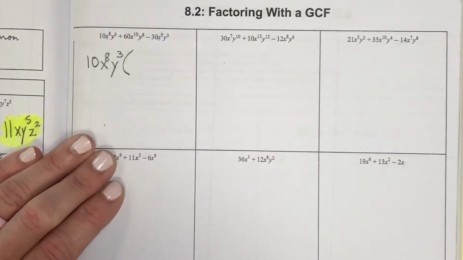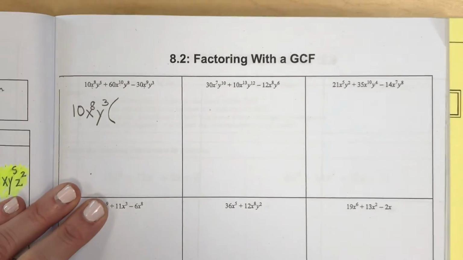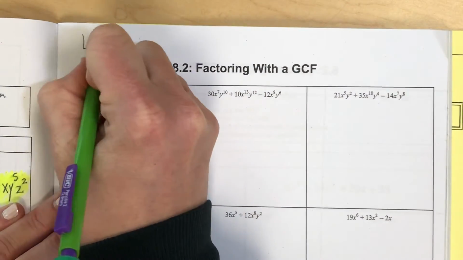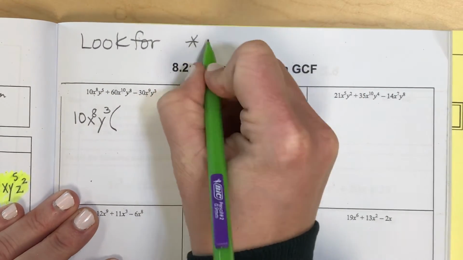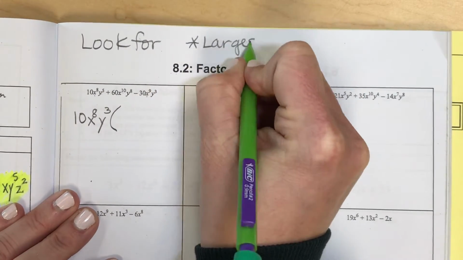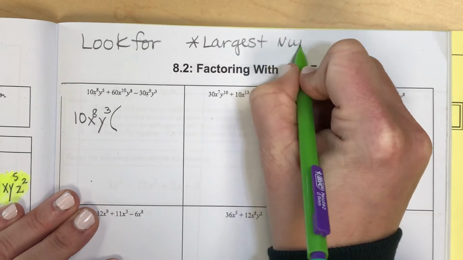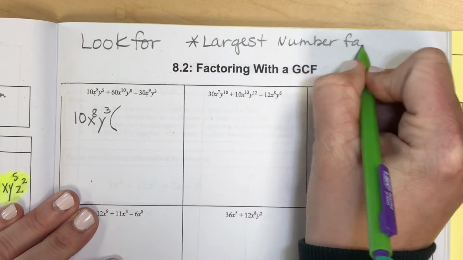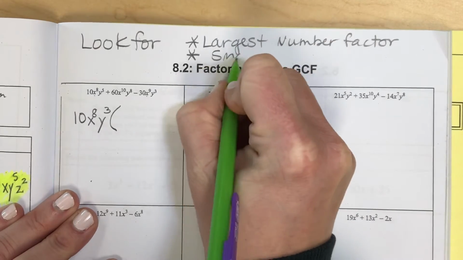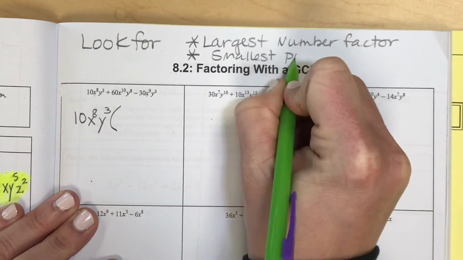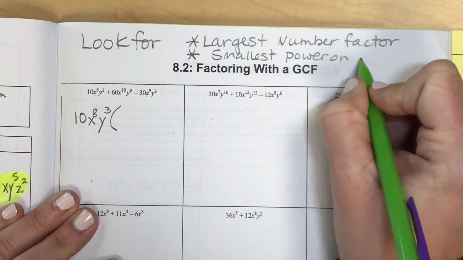Now we write what we get when we divide that out. So again, I want to review. We want to look for the largest number factor and the smallest power on your variables.